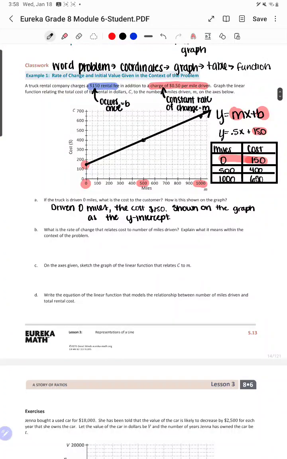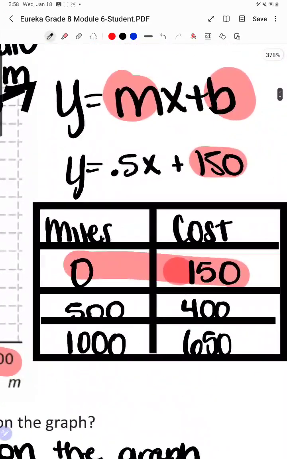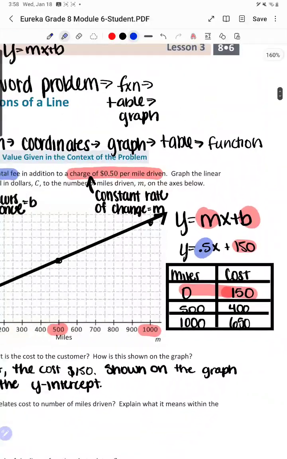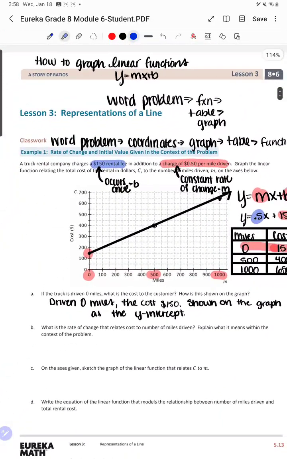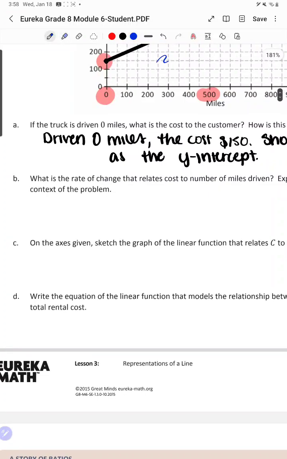Now, what it wants to know is what is the rate of change that relates the cost to the number of miles driven? So, what is the rate of change and what exactly does it represent? So, our rate of change is 50 cents. We know that from our function, we know that from our story, we know that it's 50 cents from all over, right? So what is the rate of change as it relates to the cost of miles driven?